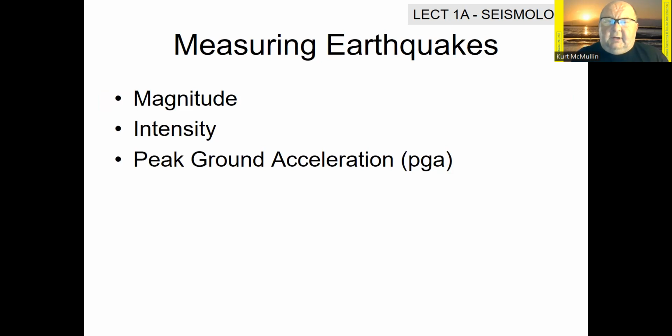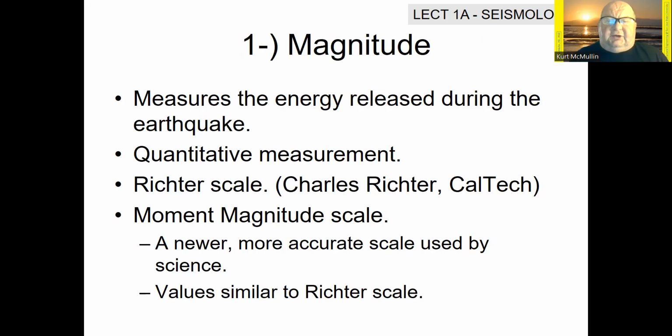Now, of course, as engineers or scientists, we look for ways to measure earthquakes. I'm going to talk about three common methods, especially, and talk a little bit about how they relate to engineering: the magnitude, the intensity, and the peak ground acceleration. The magnitude is a measurement of the energy that's released during the earthquake. It's a quantitative measurement, meaning that it ends up with a specific number that scientists are generally going to agree on after the earthquake occurs.